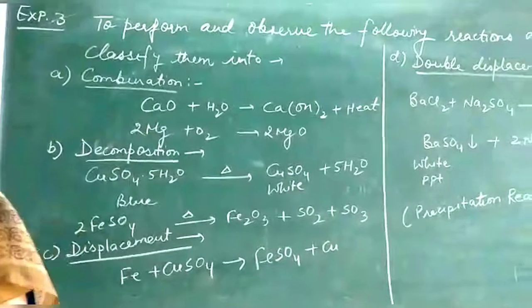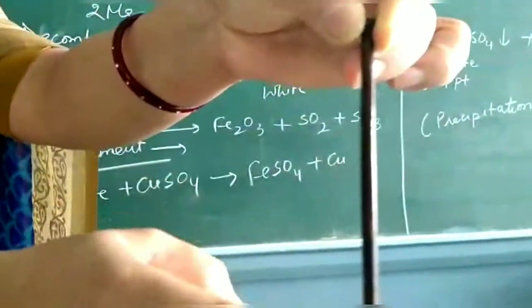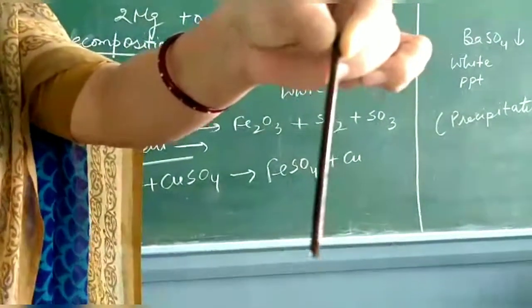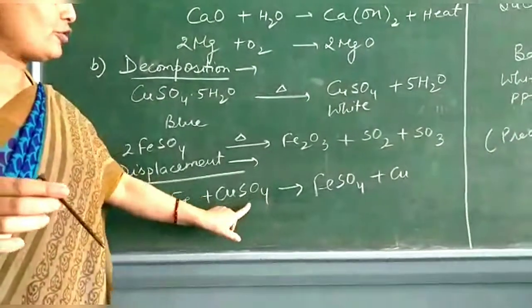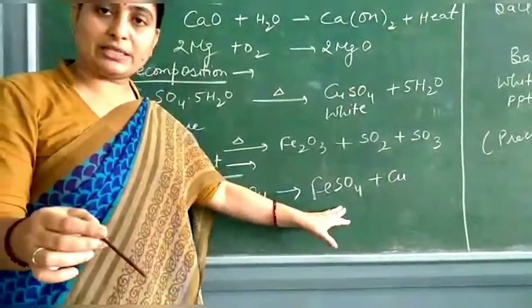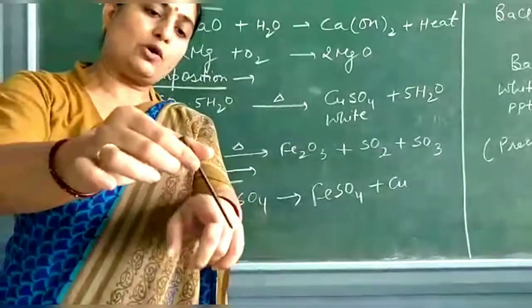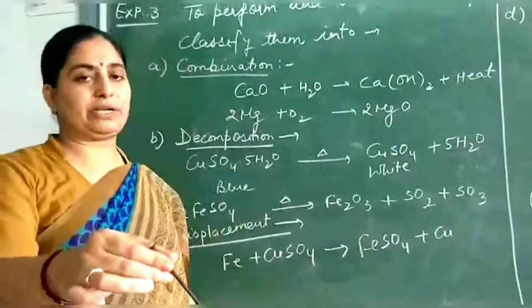So how does it change? You can see that on the iron nail some deposition of copper takes place. This is because iron, which is more reactive, displaces copper from copper sulfate, takes its place, and changes to green colored iron sulfate, and some copper starts depositing on this iron nail. So this is the displacement reaction.